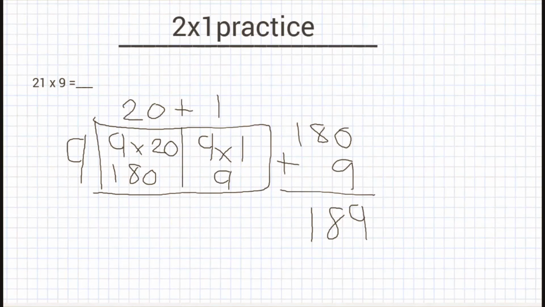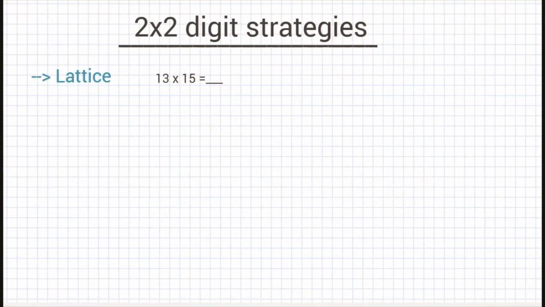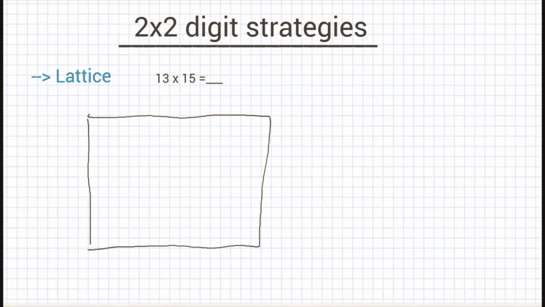Okay, so on to 2 times 2 digit strategies. And this strategy is called lattice multiplication, or just lattice. Okay, so to start, you're going to draw a big square, and by big, I mean pretty big, but not too big. And then you're going to divide your square into 4 tinier squares. And then this part may be a little weird, but trust me, it actually helps a lot.